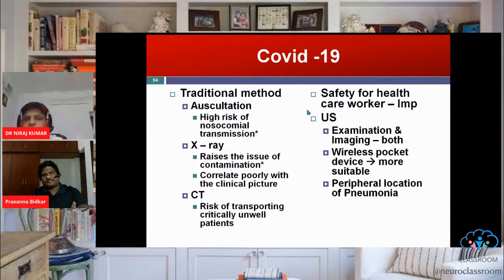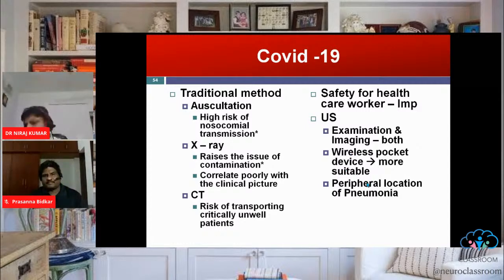So here the solution is using ultrasound. And remember, it's a better idea to use a single instrument and a single clinician, and try to avoid using multiple instruments and multiple clinicians. Regarding this aspect, the safety of the healthcare worker is very, very important. So ultrasound serves both purposes: it can examine your lung as well as make the imaging, so that you can make the differential diagnosis. And if you have wireless pocket devices, then it is very suitable for this COVID issue.